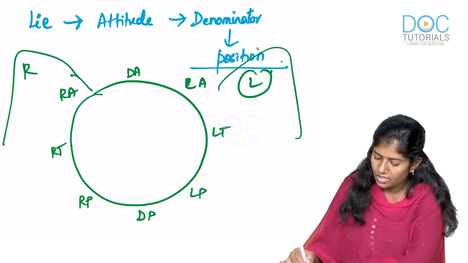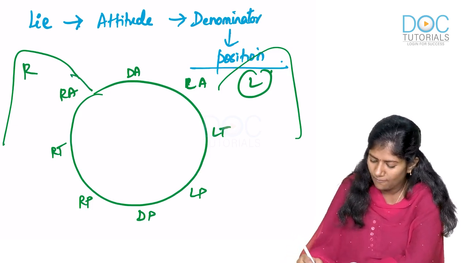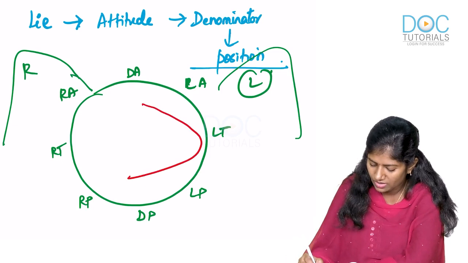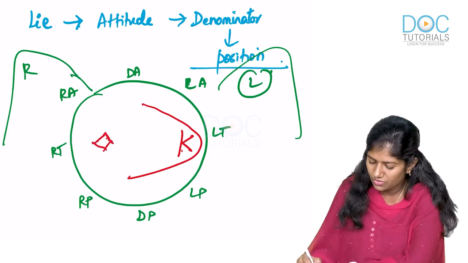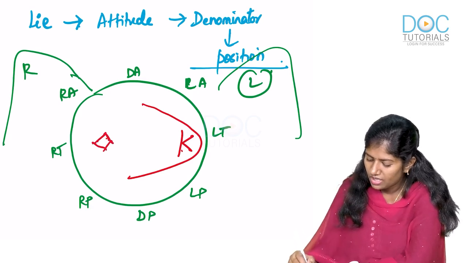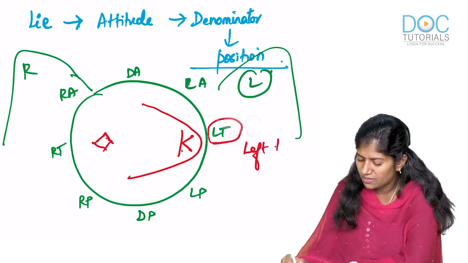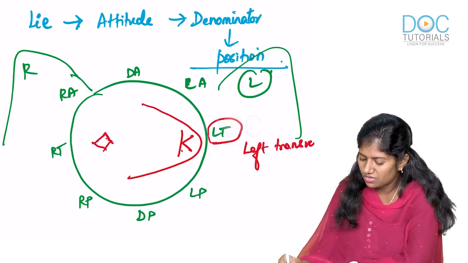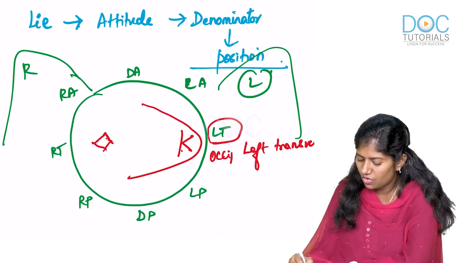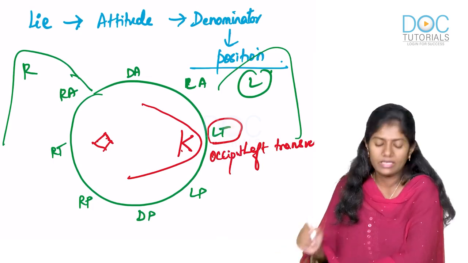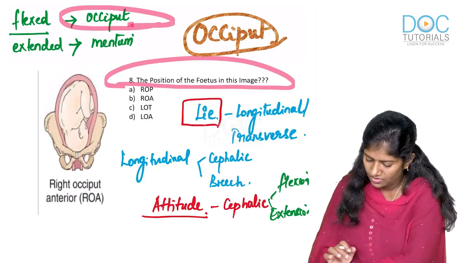Now, in the previous picture that we saw, the fontanelle was something like this. The anterior fontanelle was here. The posterior fontanelle was here. So it is LT. LT means what? Left transverse. What is the denominator? Occiput. Occiput is in the left transverse quadrant. That's how it goes.